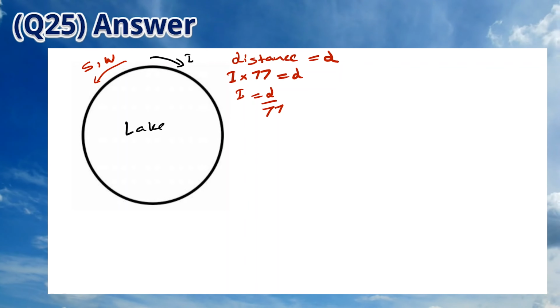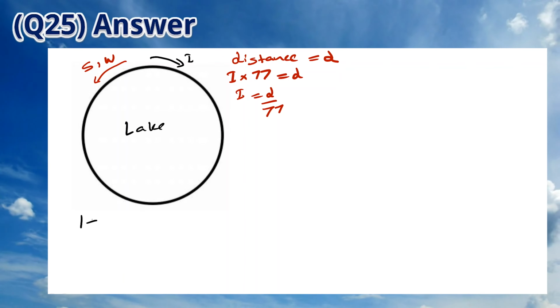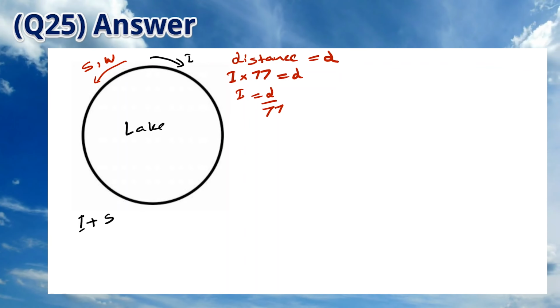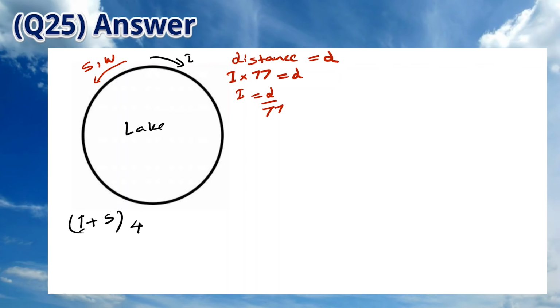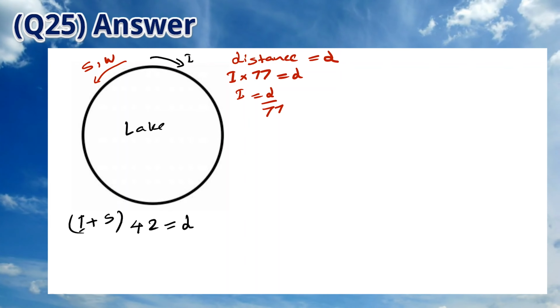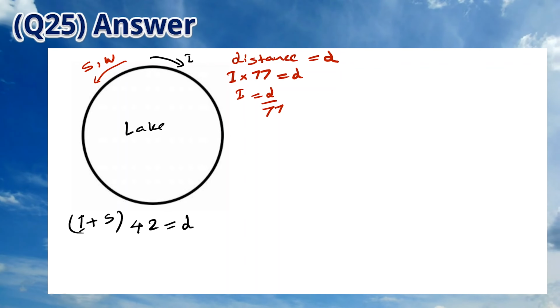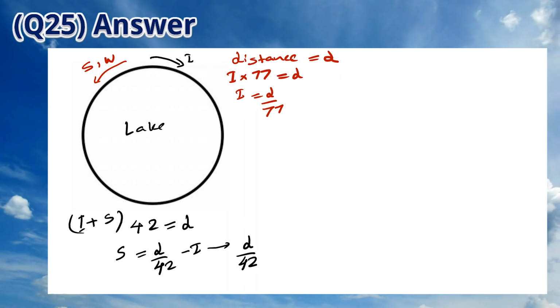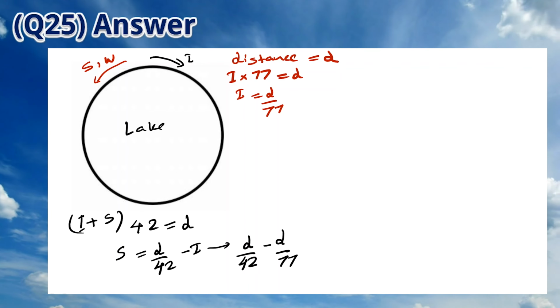Since me and Sally take a total of 42 minutes to go around the lake, we can get an equation using relative speed: I plus S multiplied by 42 is equal to D. So this means that Sally's speed is equal to D over 42 minus D over 77.